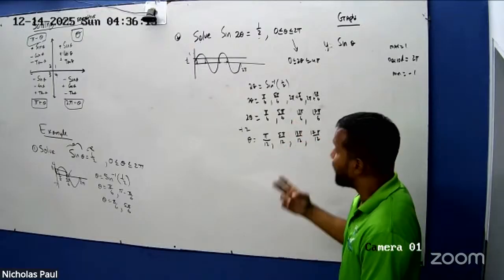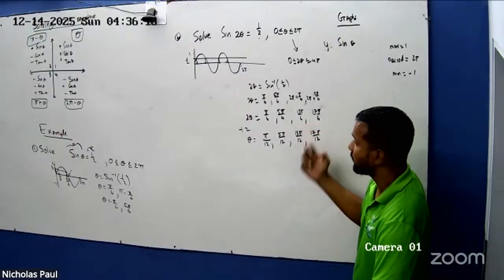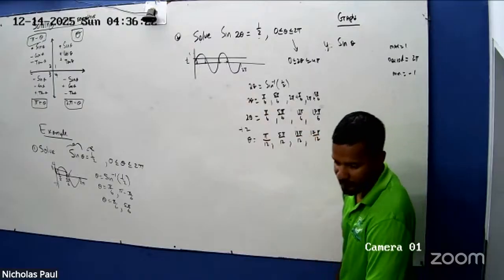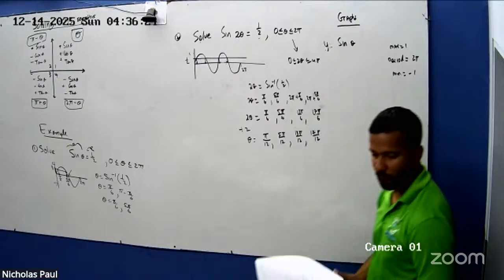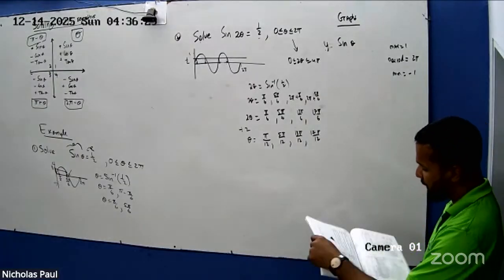So it's important you remember these last set of values. Copy it down and let's try one. You don't have to draw the graph. I just want you to solve it. The graph is just to show you how many solutions you end up with.